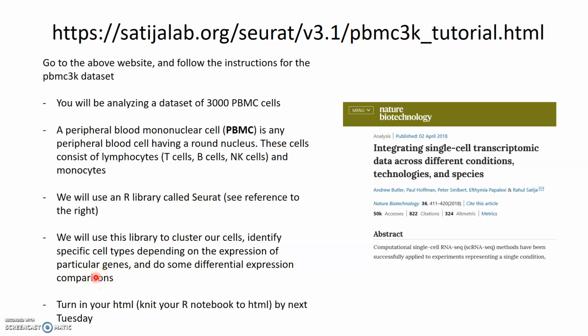Basically we're going to use these specific tools to do a number of things on this data set of 3,000 PBMC cells, including clustering our cells, identifying specific cell subtypes, and then finally doing some differential expression comparison. To get credit for the extra credit, I want you to remember: open a new R notebook, enter in your code, and then after you're done with the tutorial at the website above, knit to HTML and then send me the HTML in an email.